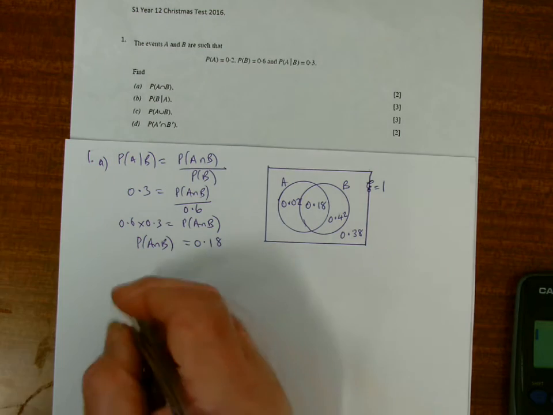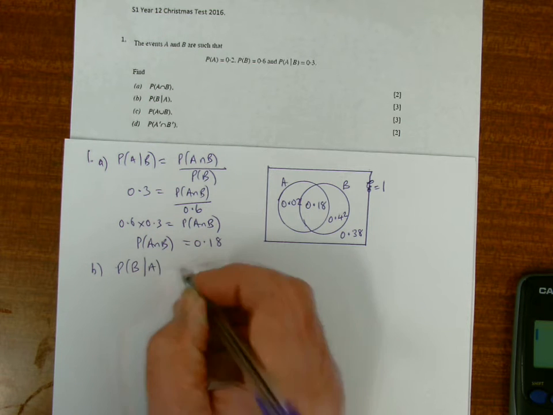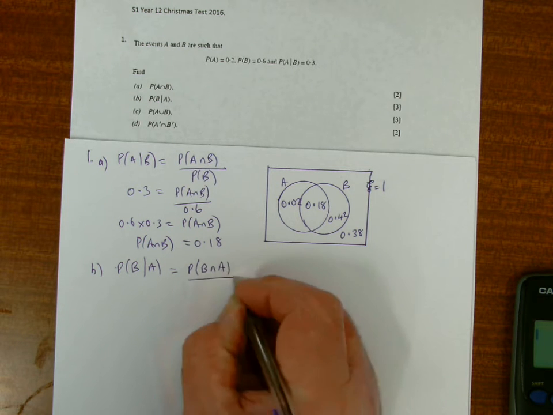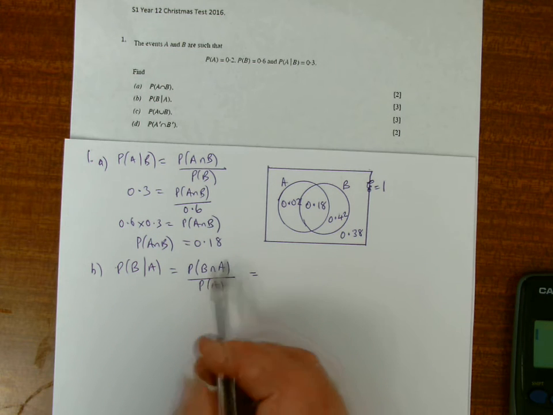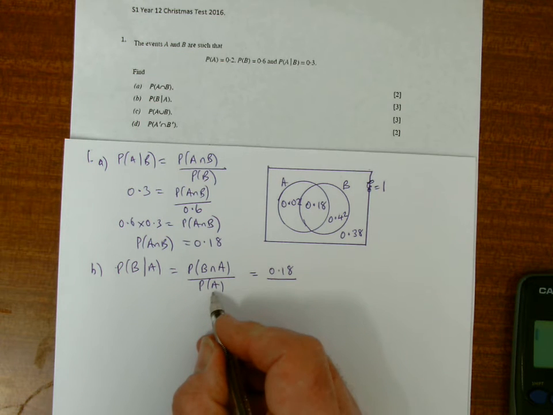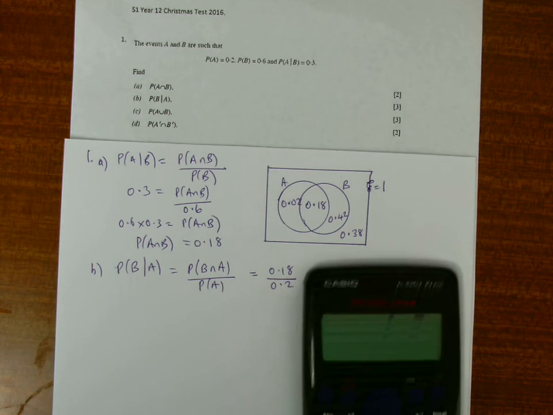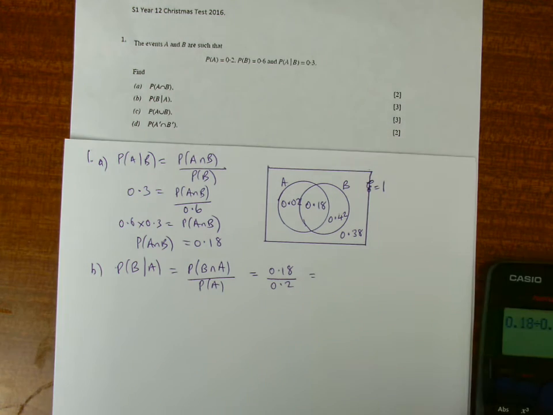0.38. So part B wants the probability of B given A, so I replace the given with an intersection, so that's B intersection A divided by the probability of the second one, which is A. So B intersection A is the same as A intersection B, so that's 0.18 divided by the probability of A, which is 0.2. So divide those together, and I got 0.18 divided by 0.2, and that gives me 0.9.